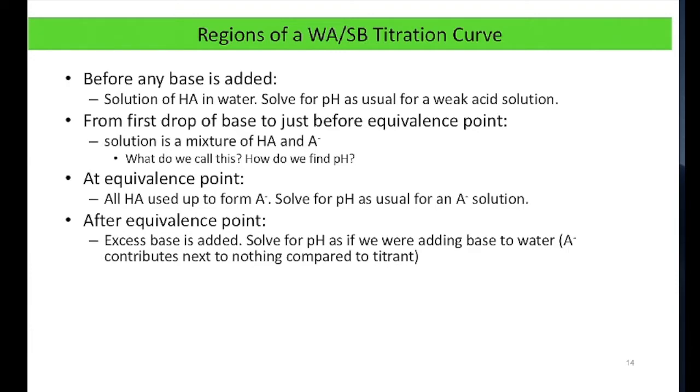At the equivalence point, all the weak acid has been used up to form its conjugate base. So now we have a weak base problem. And after the equivalence point, we're going to be worried about excess titrant, excess base in this case, and we're going to solve for pH just the same way as we did in the strong acid, strong base example, where we just try and figure out how much excess base there is.